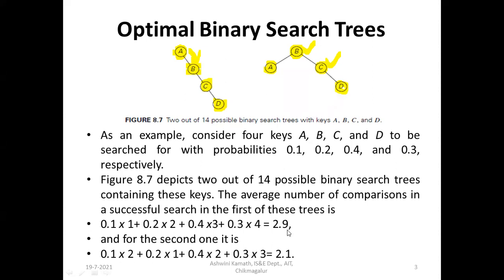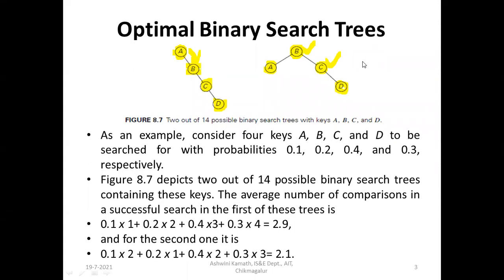So among these two, the number of comparisons will be less for this one, right? The average number of comparisons will be less for the second tree, so I'll consider this only. But I can create 14 possible binary trees, and after constructing them, I have to check each and every binary tree for its average number of comparisons. Then I have to select the one having the minimum cost, the minimum average number of comparisons.